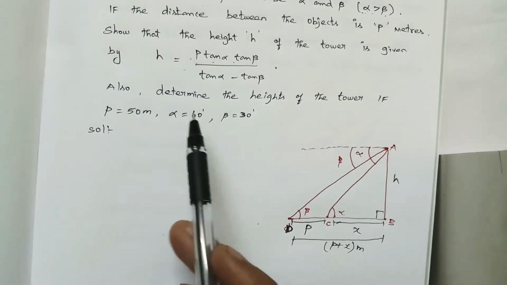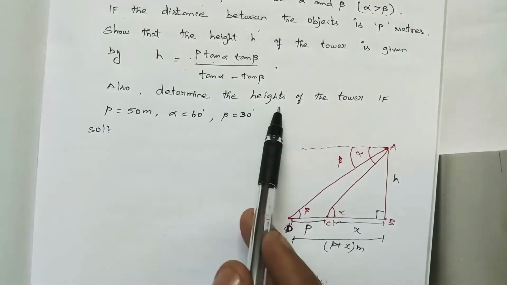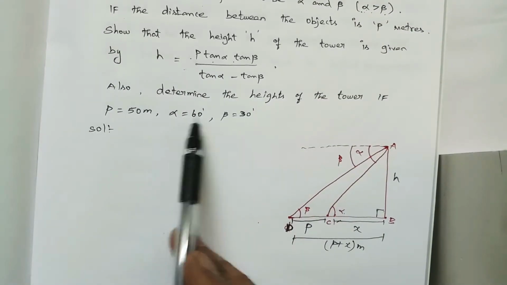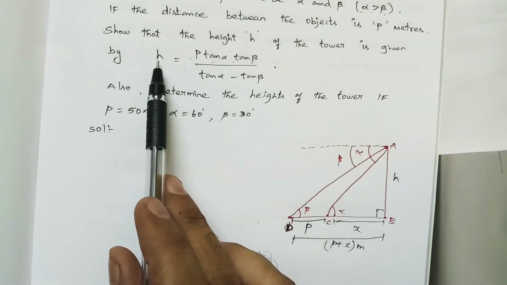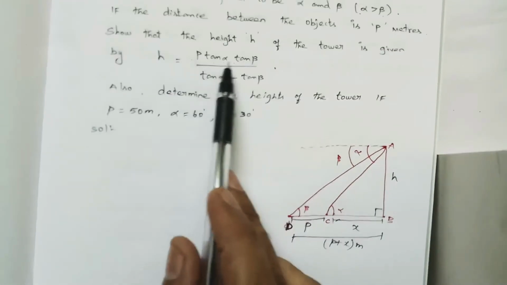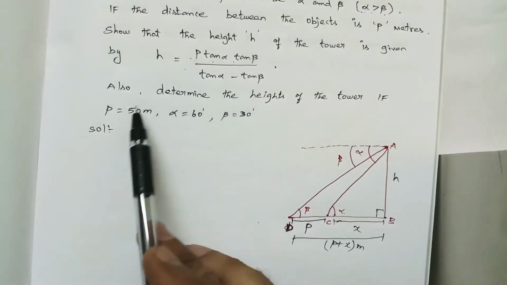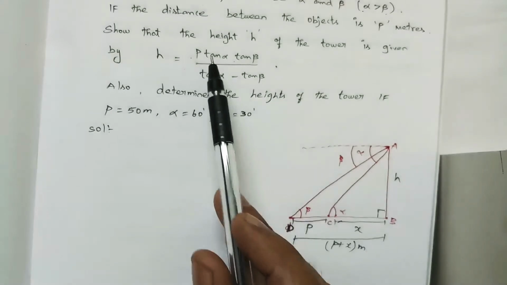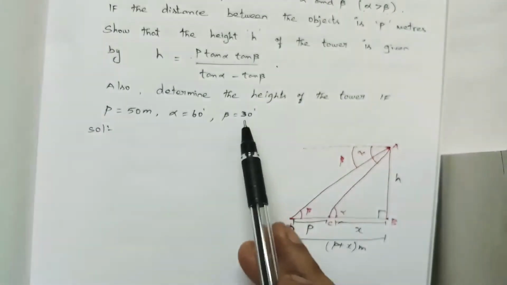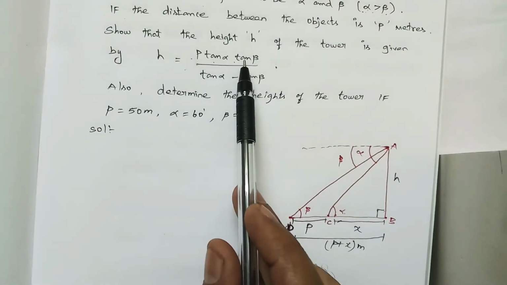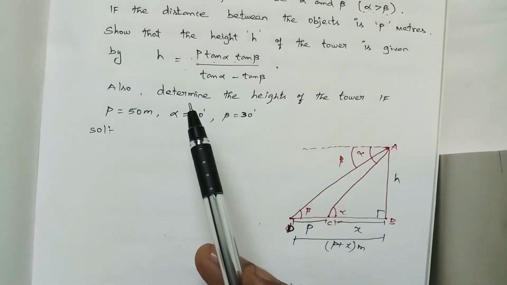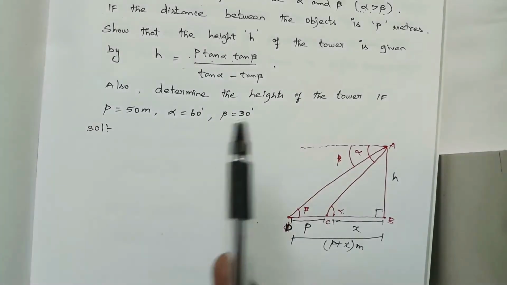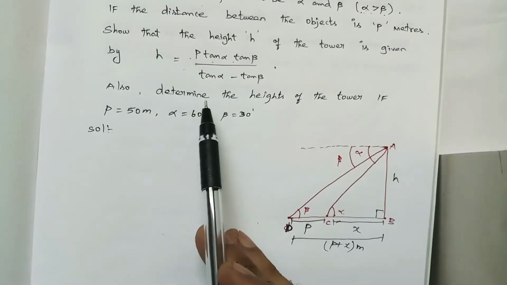They also ask us to determine the height of the tower if P is equal to 50 meter, alpha is 60, and beta is 30. We have proved that h is equal to P tan alpha tan beta divided by tan alpha minus tan beta. We can substitute the values of P, alpha and beta. Alpha is 60 and beta is 30, so tan 60 and tan 30 we know from the table. Just substitute and simplify, and we will get the height of the tower. We will find this finally.